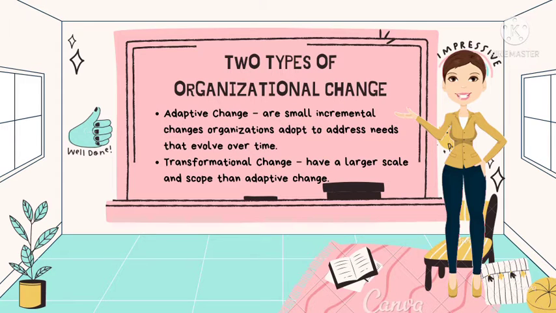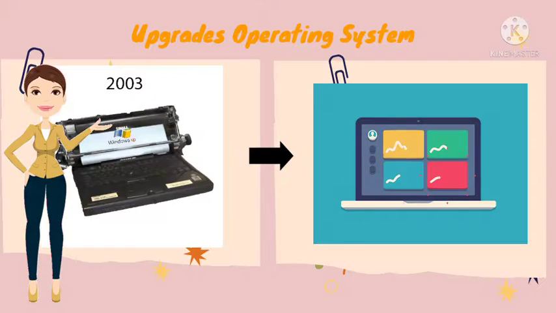Second is transformational change, which has a larger scale and scope than adaptive change. Adaptive changes are minor modifications and adjustments that managers can implement to execute business strategies. An example of an adaptive change is an organization that upgrades their technology or computer operating system, like from Windows 8 to Windows 10.